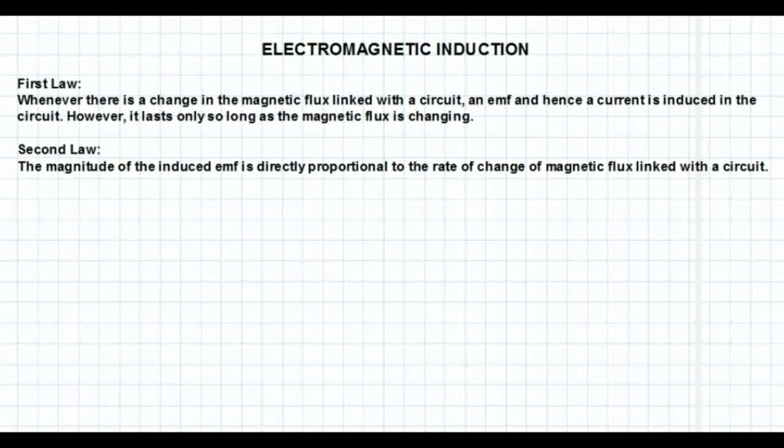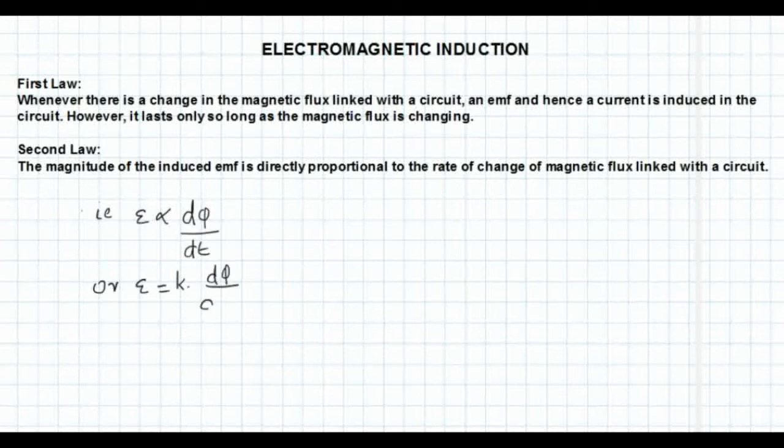Magnitude of induced EMF can be found if we know the rate of change of magnetic flux. That is the second law. That is, induced EMF small e is directly proportional to d phi by dt, where phi we know is the magnetic flux, or induced EMF small e is equal to a constant k into d phi by dt.